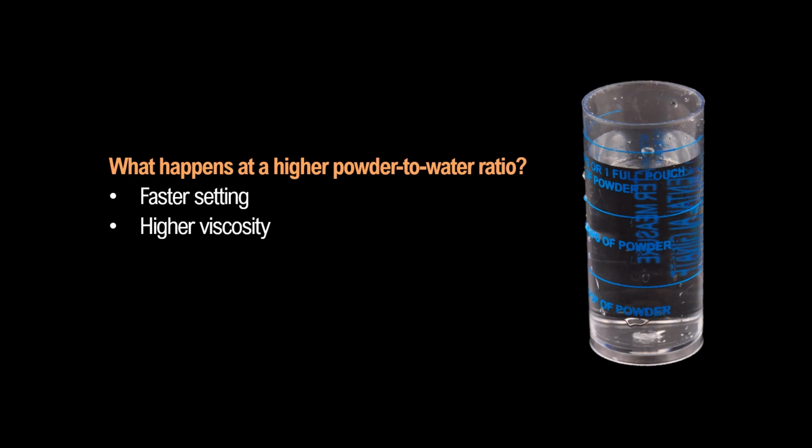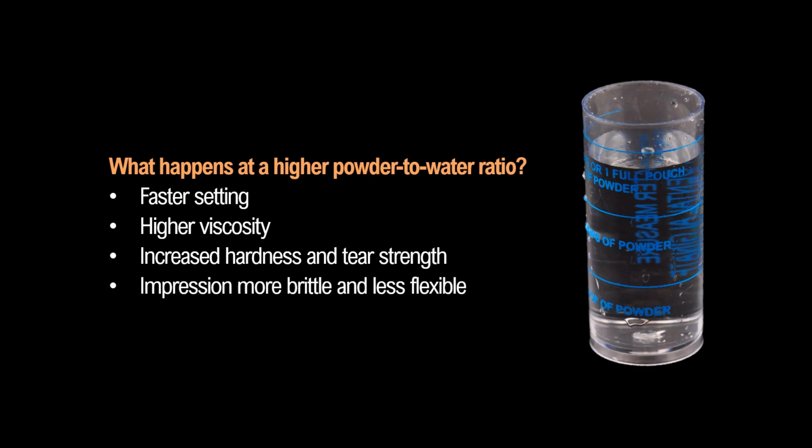So you want your alginate material to be a little bit more viscous. It does increase hardness and tear strength. You won't need it to be so flexible, since it's easy to take out your tray from an edentulous patient. So it's okay that it's a little bit more hard. Yes, the impression becomes a little bit more brittle and less flexible, but it should be fine for an edentulous case. So there are no issues or concerns with reducing some of that water in your measuring cup, okay? It's fine.